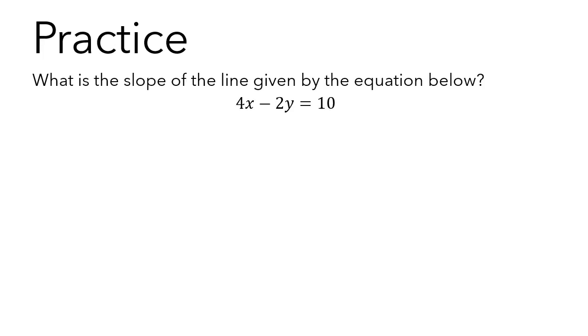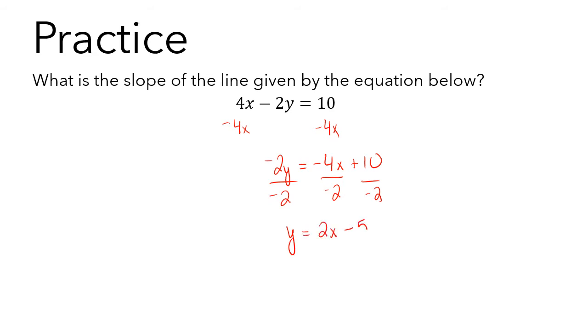So let's do this piece by piece. First question, what is the slope of a line given by the equation below? So we're going to need to rewrite this into slope-intercept form. First I'm going to move the x term to the right-hand side. So this becomes negative 2y equals negative 4x plus 10. Then I'm going to divide by negative 2 to each term. And I get y equals 2x, 10 divided by negative 2 is 5. So my slope of this equation is 2.